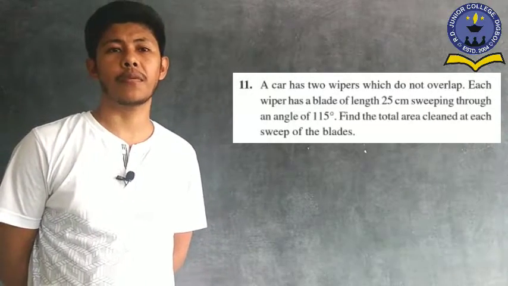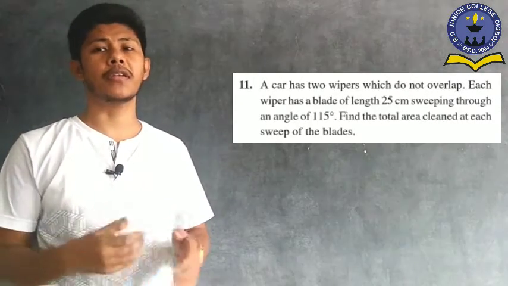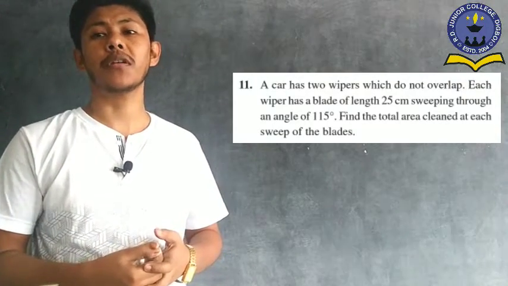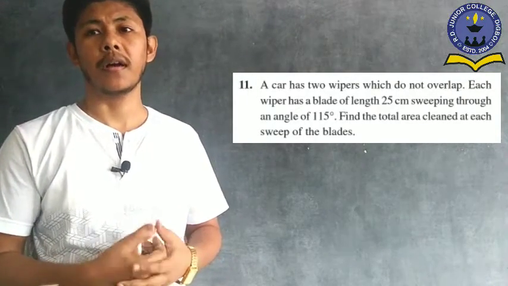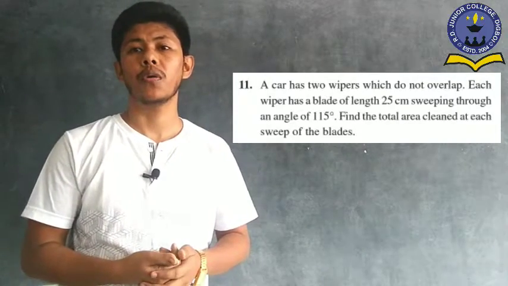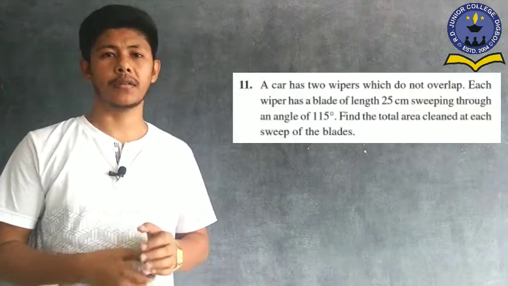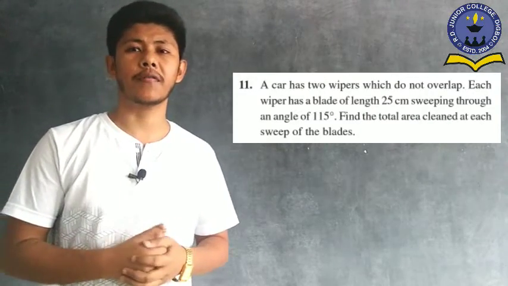That means the wipers are not overlapping each other. Each wiper has a blade of length, how much? 25 centimeter, and sweeping through an angle of how much? 115 degree. So the angle is mentioned here as 115 degree.